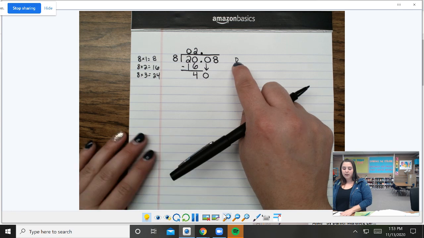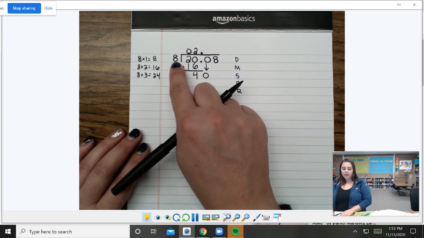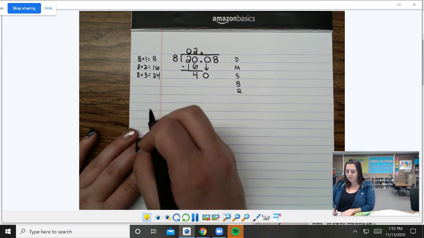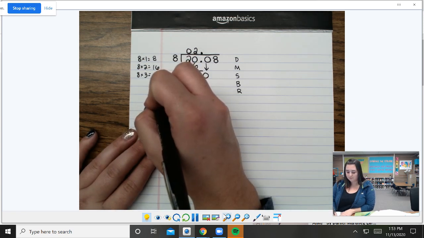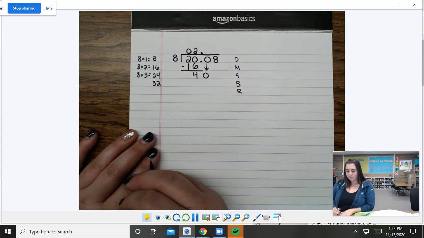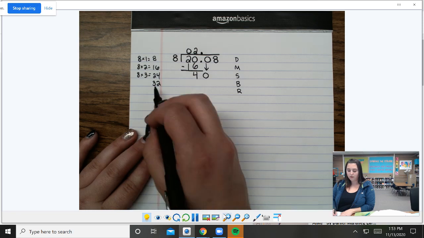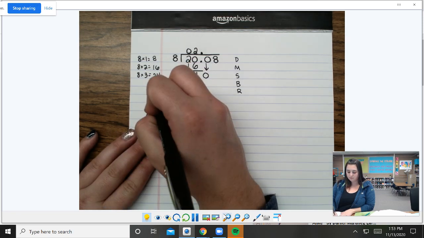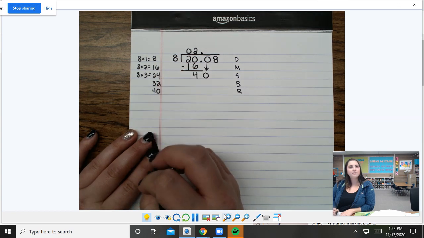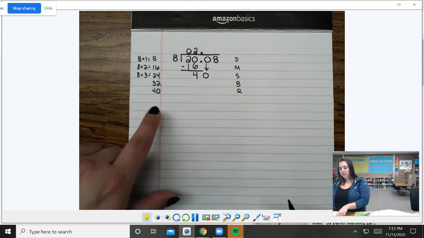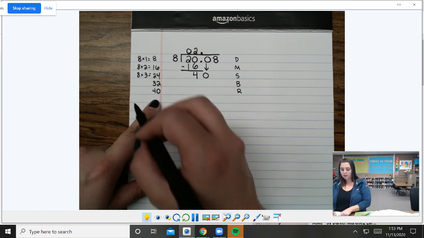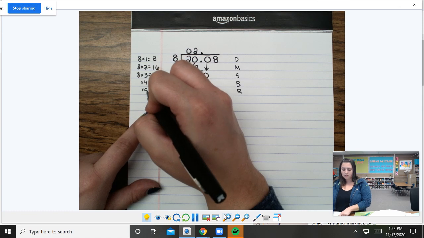Repeat. So I have to divide again. 40 divided by 8. So 3 times would only be 24. What would it be if I have 8 more? That would be 32. What if I had 8 more? Can I get closer to 40? It is right on. 40. So 8, 16, 24, 32, 40. That would be if it was times 5.